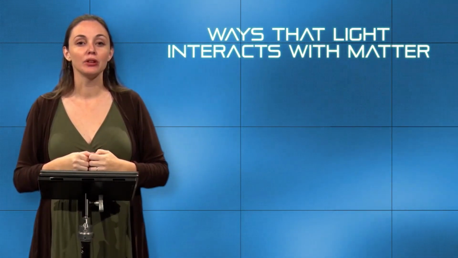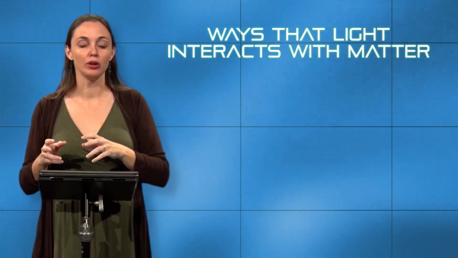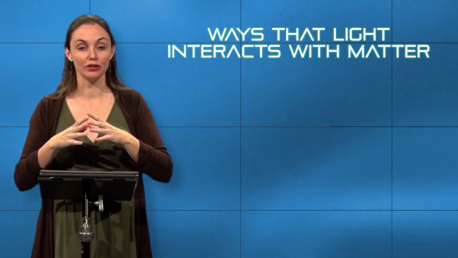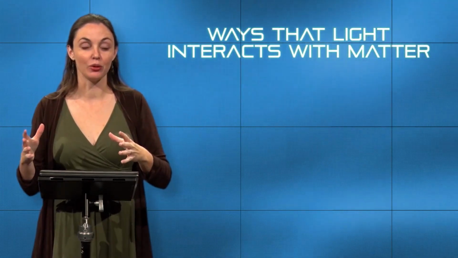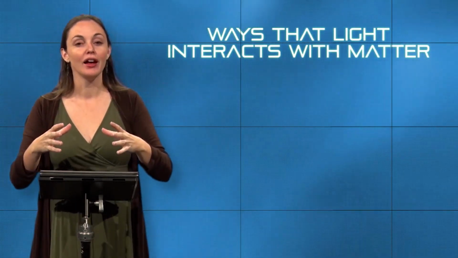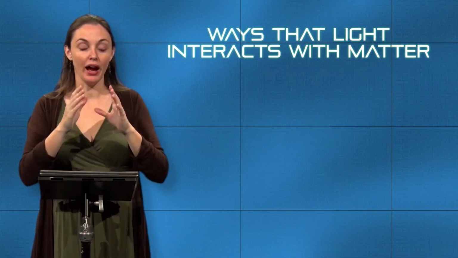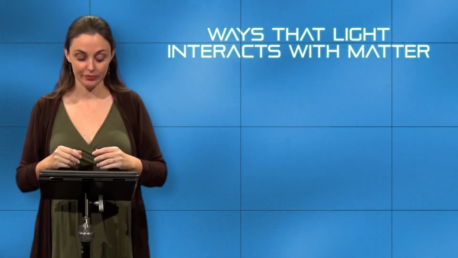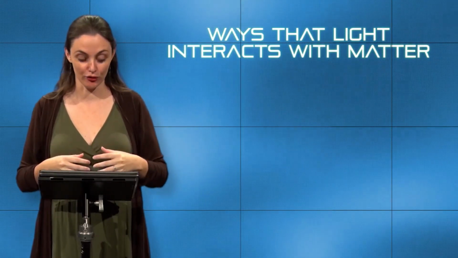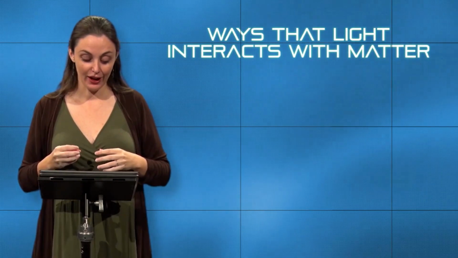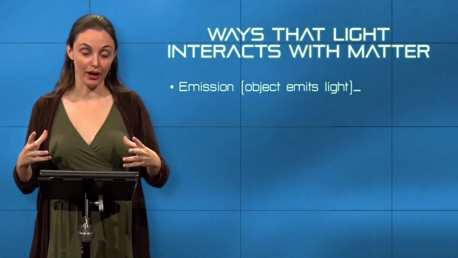So this is going to have implications a little bit later on when we look at, let's say, the composition of the outer atmosphere of a planet or the composition of a star. That is also going to be determined by not only the light, but how the light interacts with matter. So this should be a little bit of a review, but there are some basic ways that light and matter interact. Light can be emitted from matter.